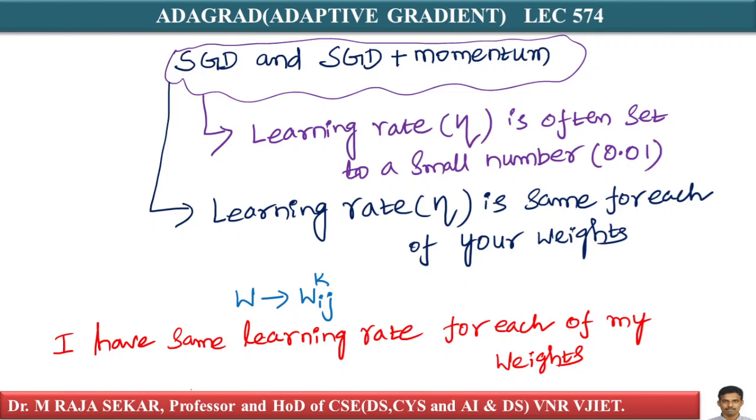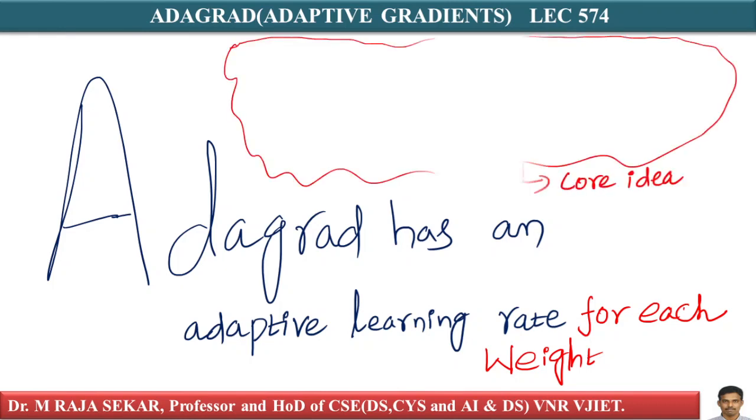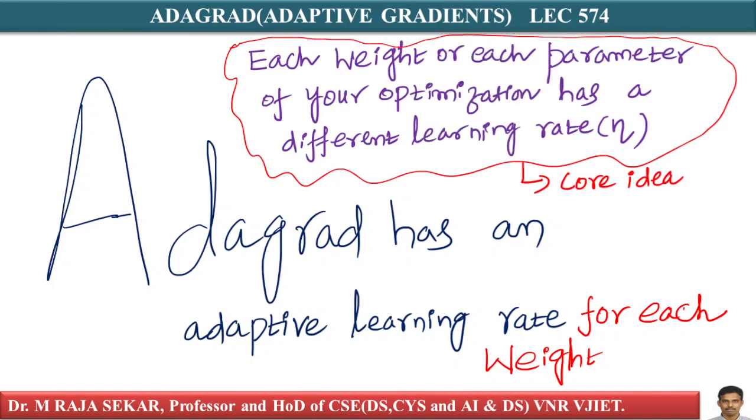So the key idea of this new algorithm called Adagrad, which basically has an adaptive learning rate for each weight, is that each weight or each parameter of your optimization has a different learning rate eta. This is the core idea. Each weight or each parameter of your optimization has a different learning rate eta.